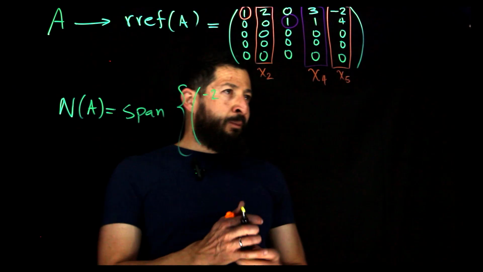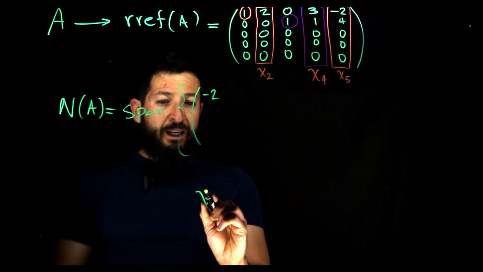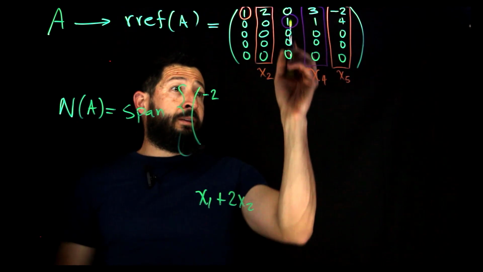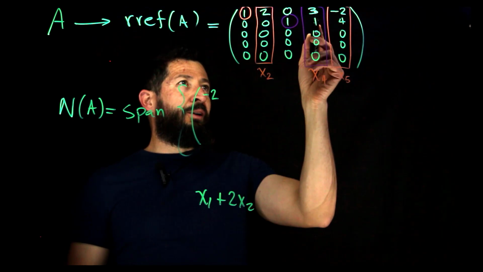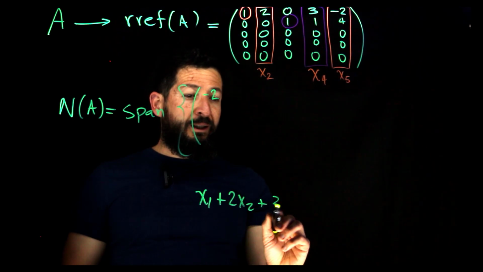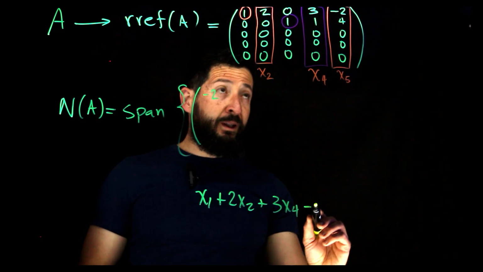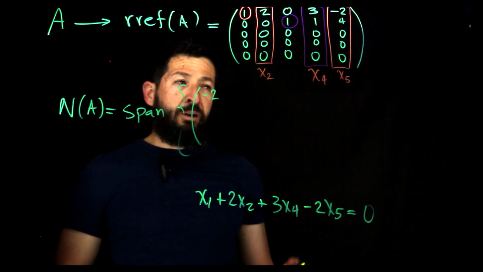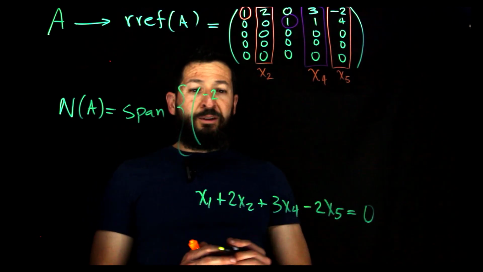Now, let me write that equation just so we visualize it. I'm going to have x1 plus 2x2. Nothing for x3 because of pivot. Now, for x4, I'm going to have 3x4. And then I'm going to have a -2x5 equals 0. So then I would be moving this to the other side.